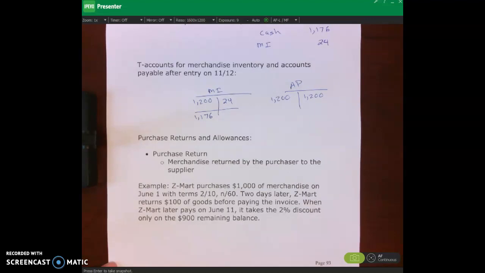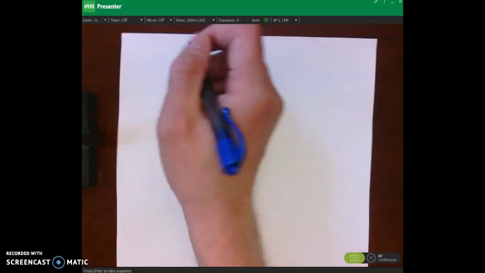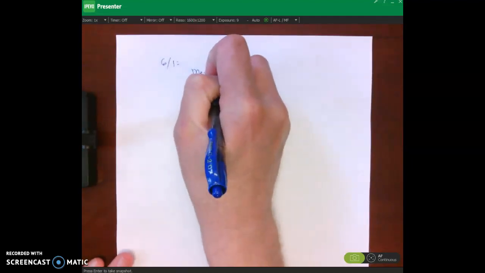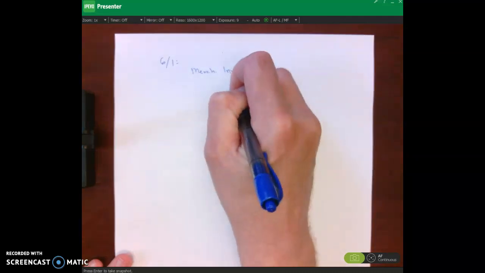Okay. So we're going to attack this problem. We're going to do a journal entry on June 1st to recognize that we purchased it. We're going to do a journal entry on June 3rd, 2 days later, to recognize that we returned the merchandise. And then we're going to do our journal entry on June 10th, which is 10 days after. This is at the end of the discount period, to recognize that we're going to pay the remaining $900. And we'll talk about how we got this, okay? So I'm going to flip the page over. And we'll come over here and we'll say on 6/1, when we purchase it, we debit merchandise inventory for the $1,000, and then we bought it on credit, so we credit accounts payable.